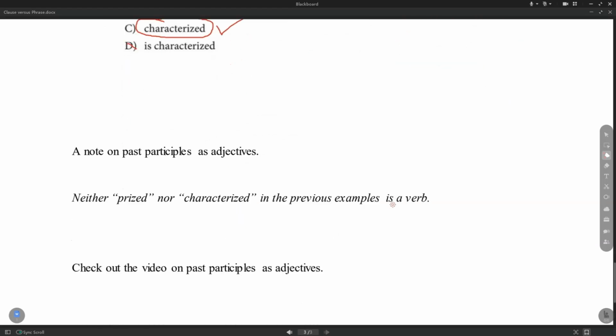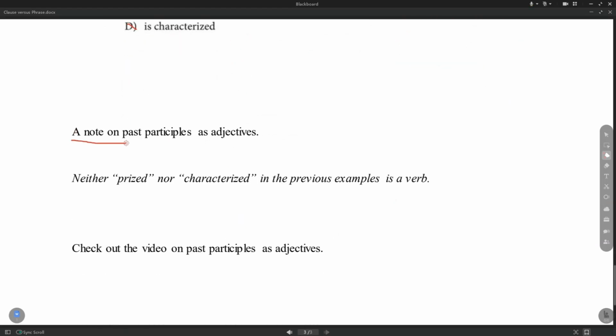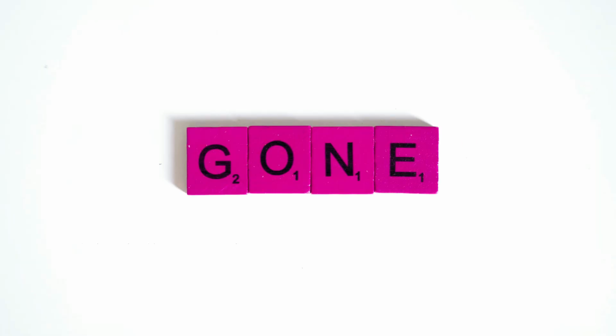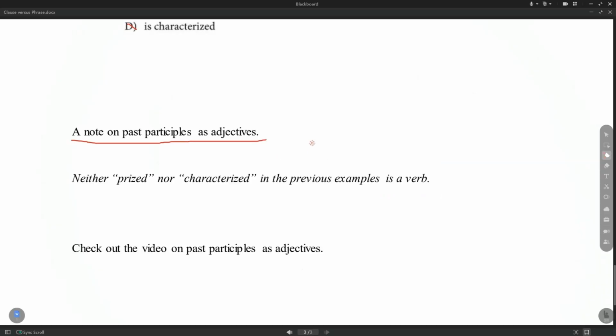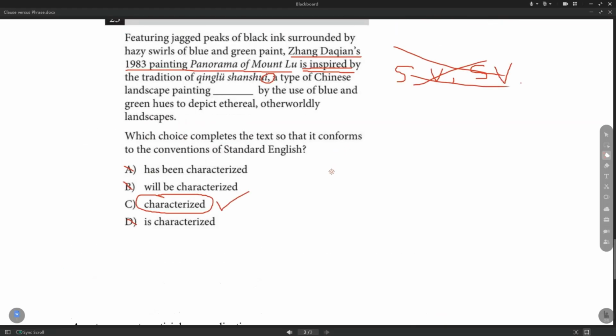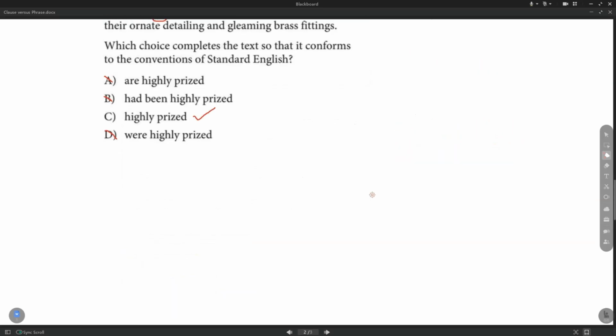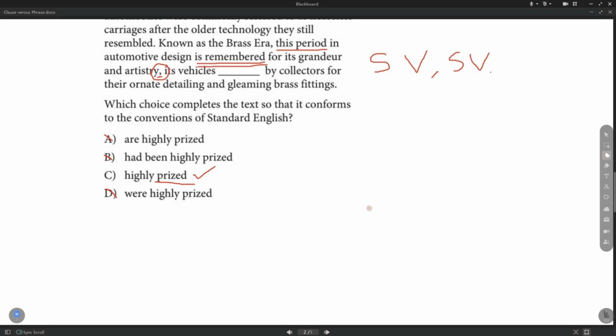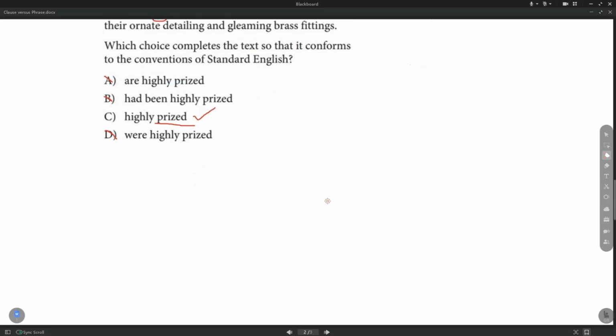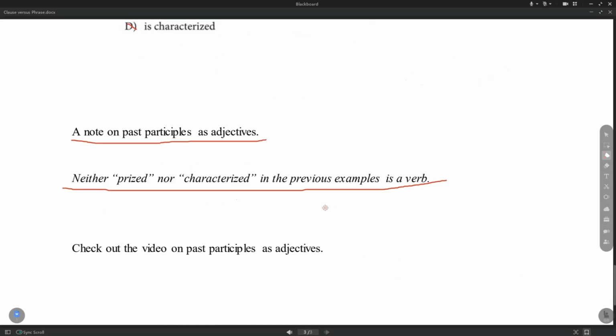So I'm just going to discuss very briefly now a note on past participles as adjectives. What is a past participle? It's the third verb form. Go, went, gone. Gone is the past participle here. See, saw, seen. You need to understand neither prized nor characterized in the previous examples is a verb. So let's go back up here. Answer C, characterized is not a verb. Back up here, highly prized is not a verb. The reason they're not verbs is that they are past participles functioning as adjectives.